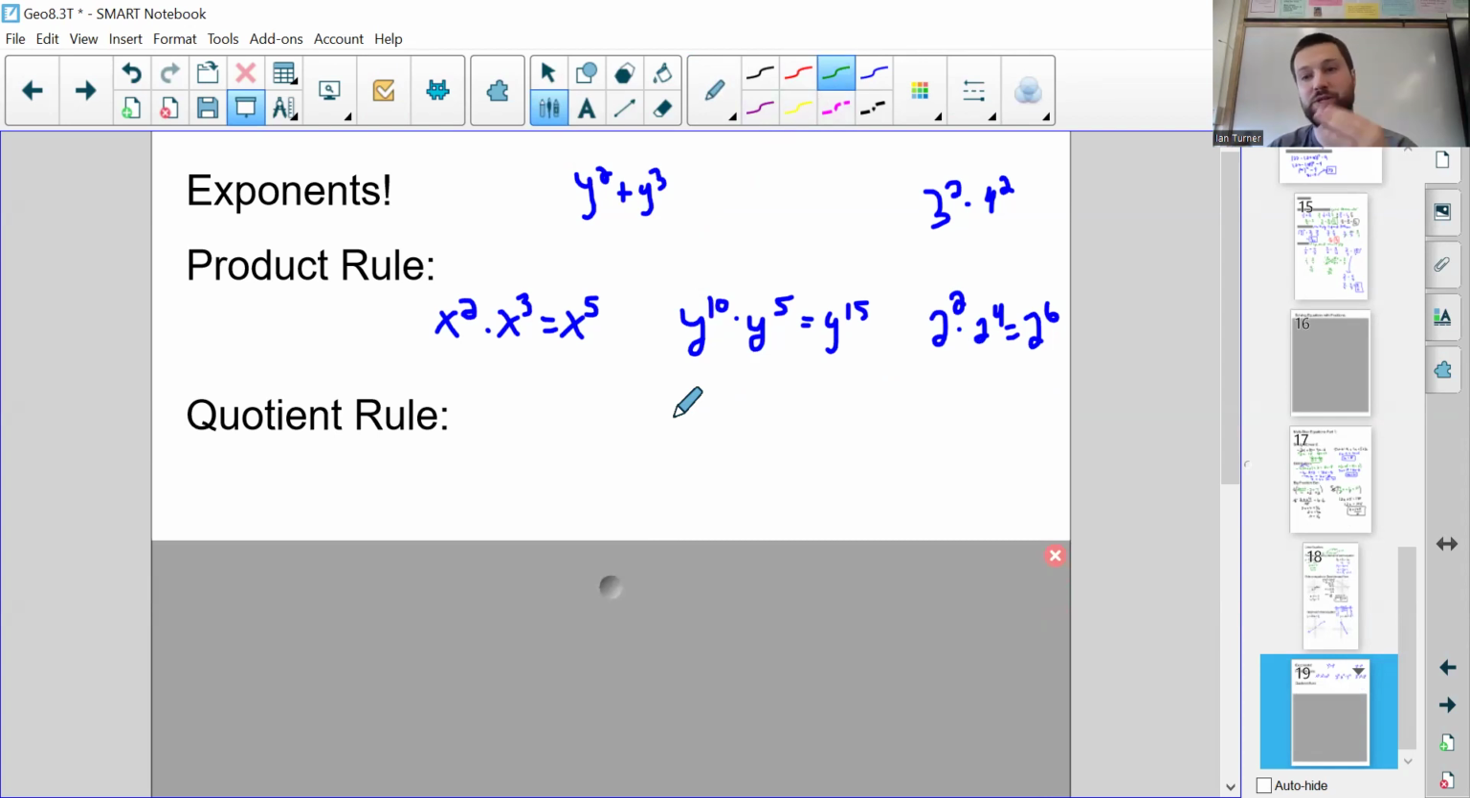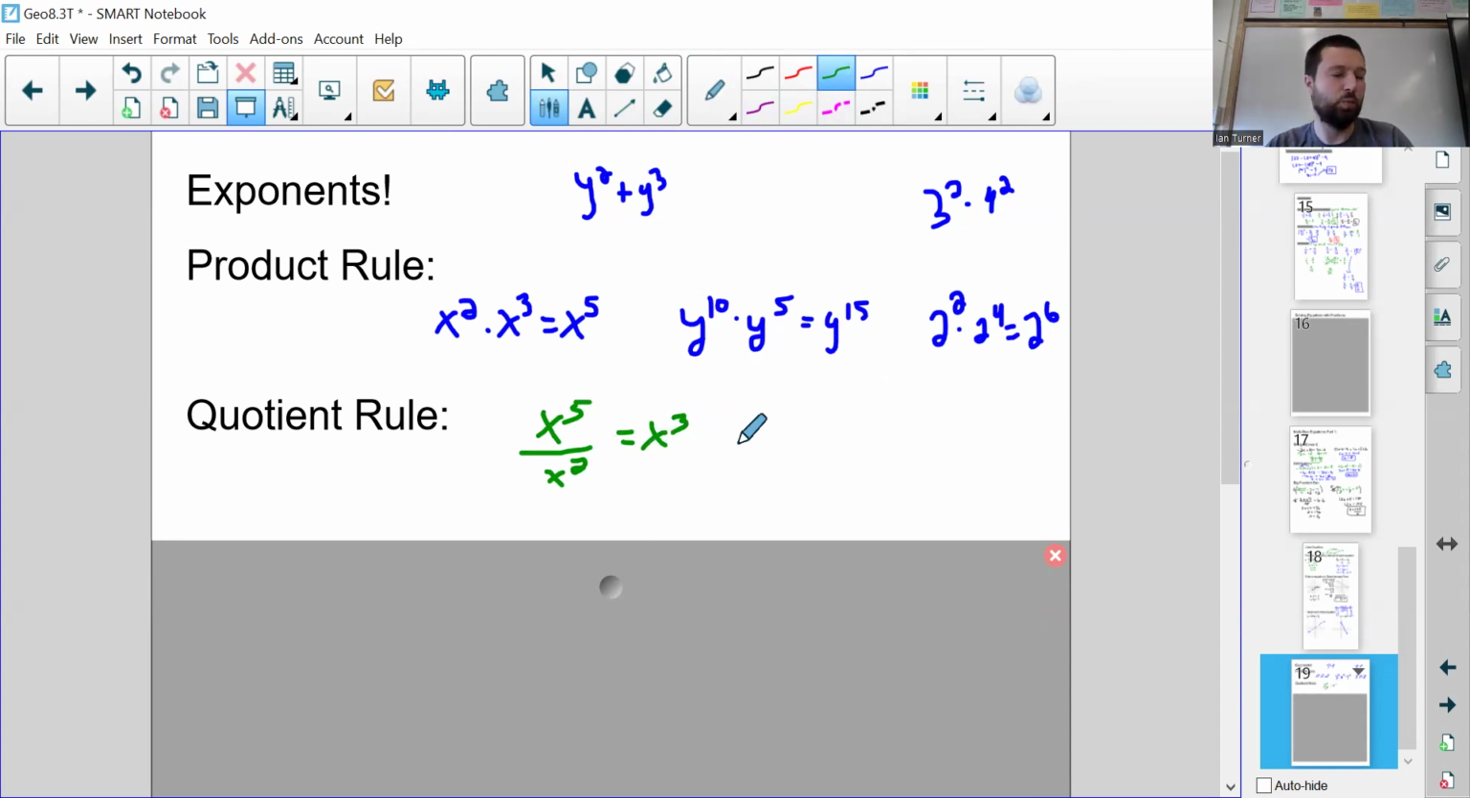Quotient rule, we subtract. So if we had x to the 5th over x squared, you subtract if they're being divided. And that makes a ton of sense. And we get x to the 3rd.